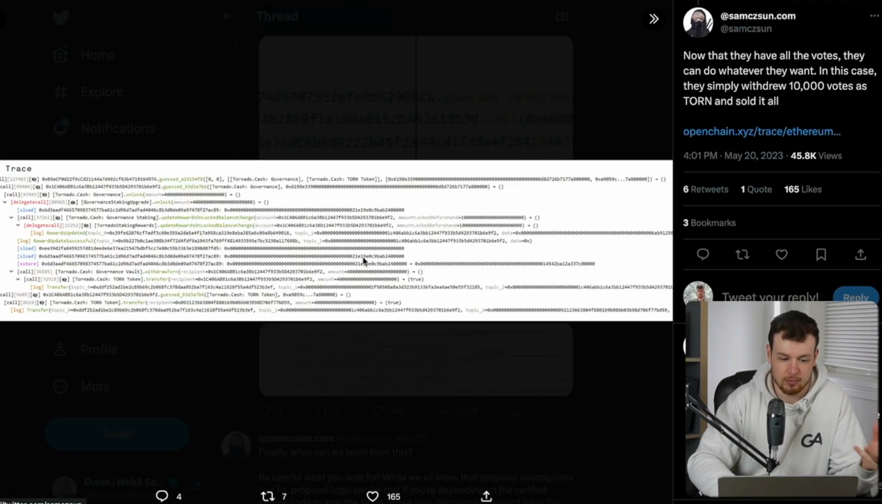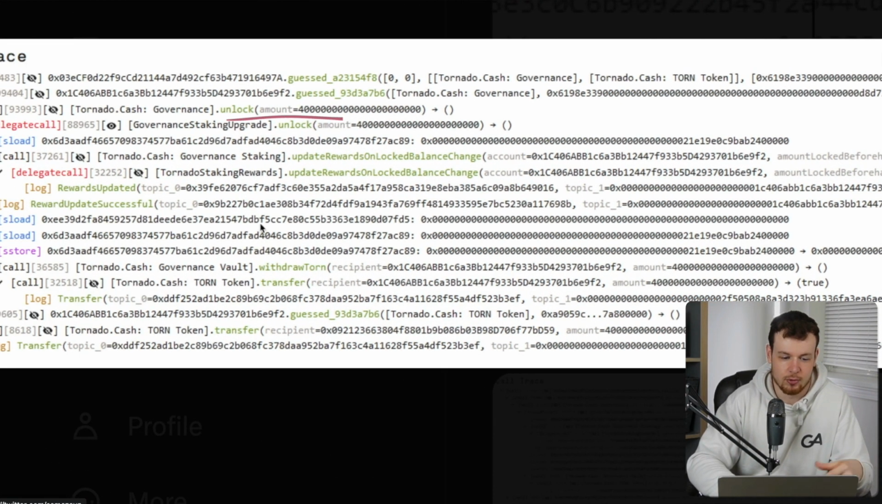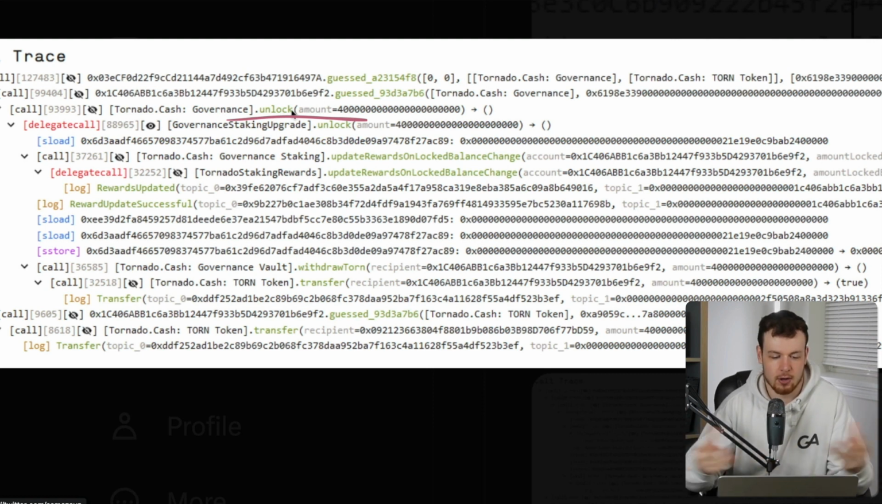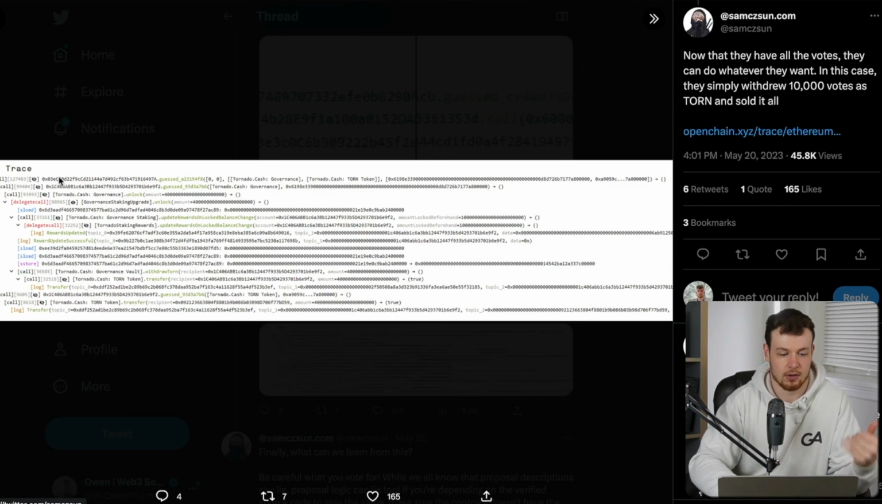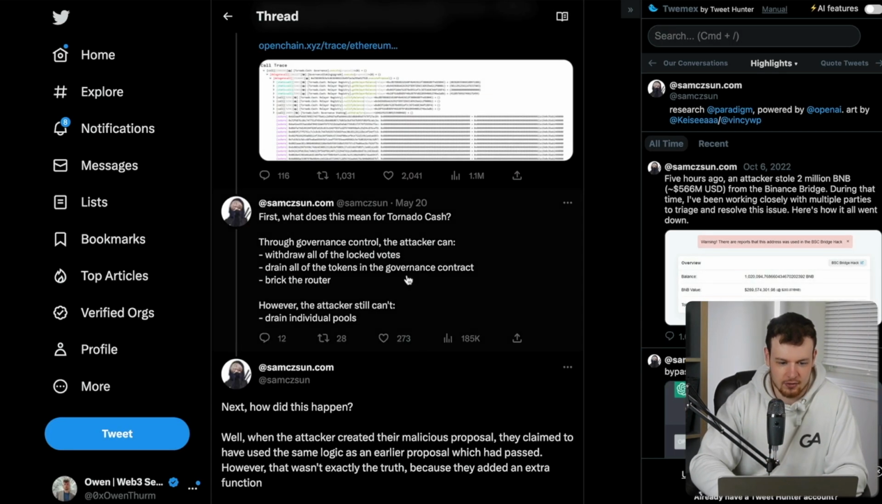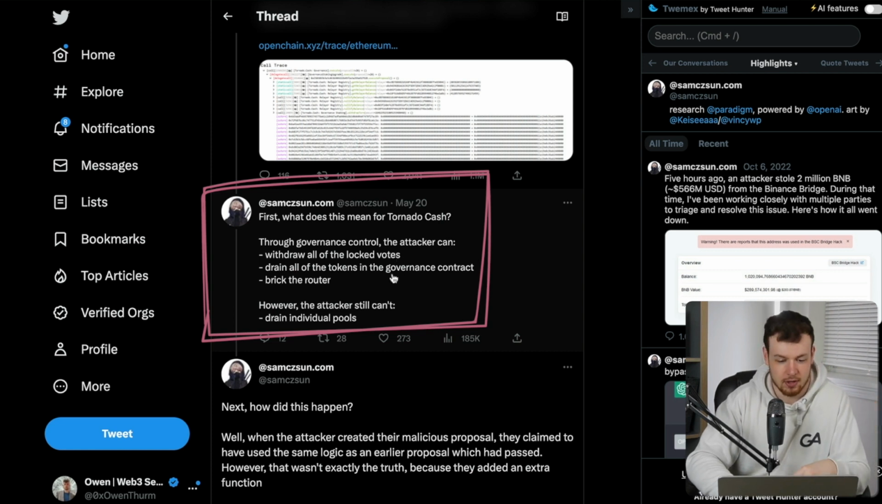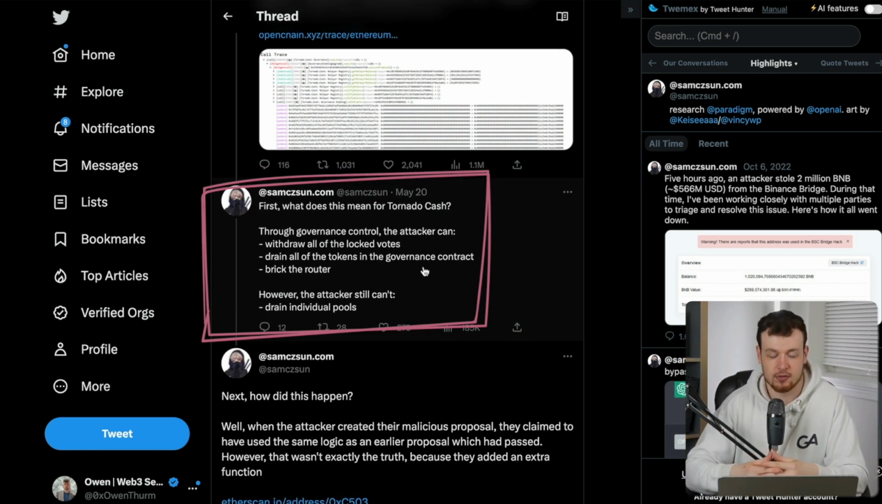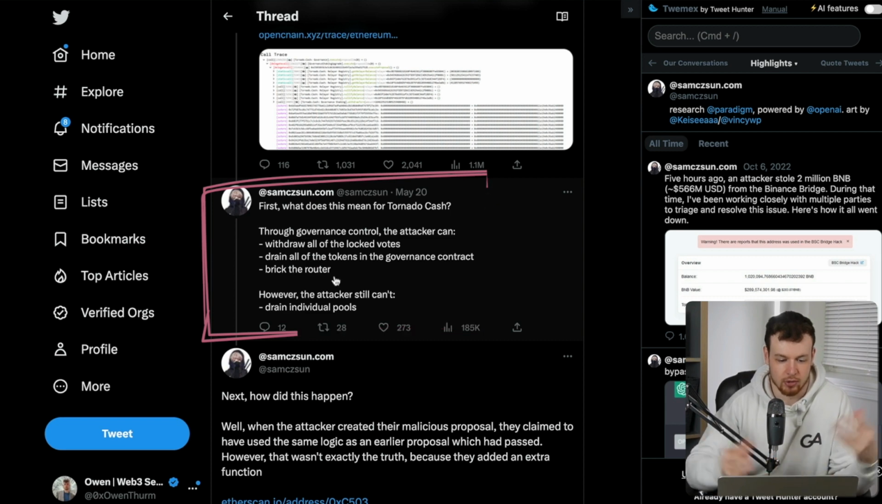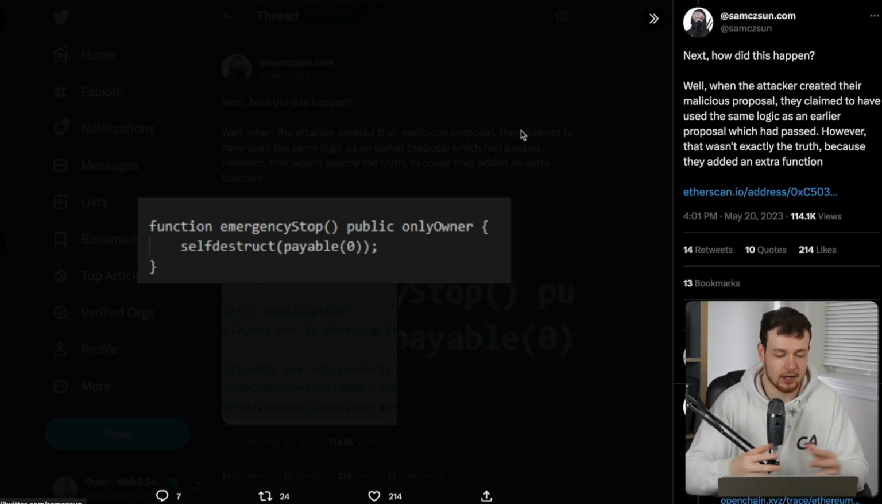And then of course with that new implementation, essentially what they're able to do is unlock a bunch of Tornado governance votes, and then essentially use those votes and ultimately end up taking a ton of TORN tokens and giving them to themselves, among other impacts for the protocol. And Sam essentially lays out the complete impact and scope of this sort of governance takeover: the attacker can withdraw all of the locked votes, they can drain all of the tokens in the governance contract, and of course brick the router. So the real crux of the exploit here lies in this function that has a self-destruct in it.